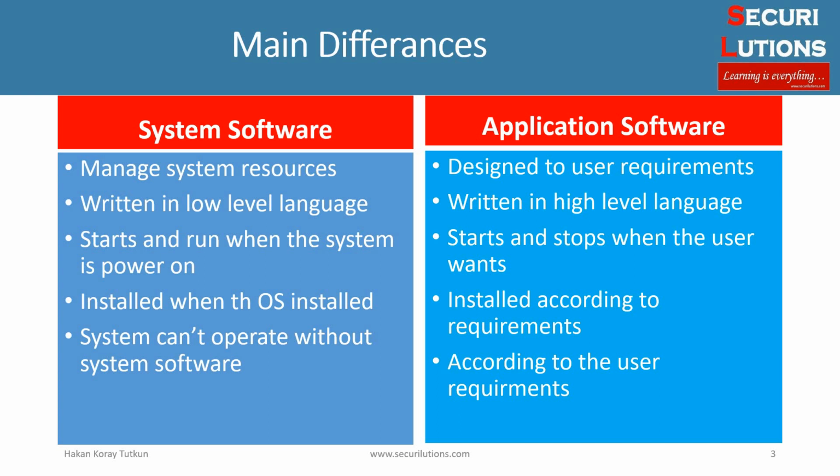The system software is installed when the operating system is installed on the computer, but application software is installed according to the requirements of a user. The best example of system software is the operating systems, and application software examples are Microsoft Office, LibreOffice, Photoshop, etc.